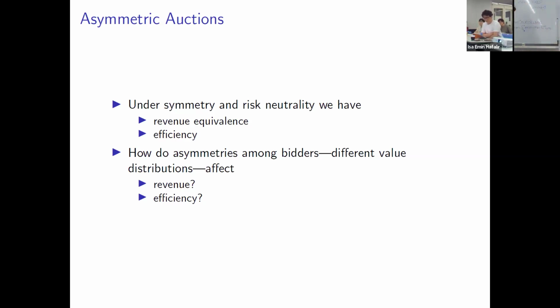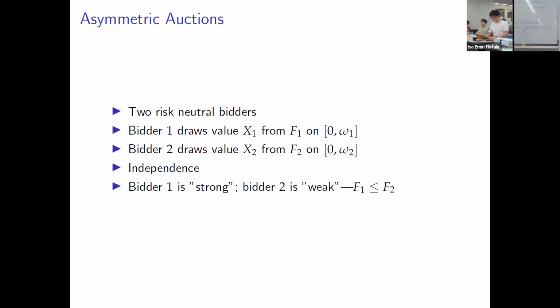I'm going to give you some results here, but the presentation Friday morning is going to give you more details and actually add the resale part to it. Today I'm not going to talk about resale. So what's the model? The model is we have two risk neutral bidders. So we are back with risk neutrality. I don't want to change two things at the same time, right?